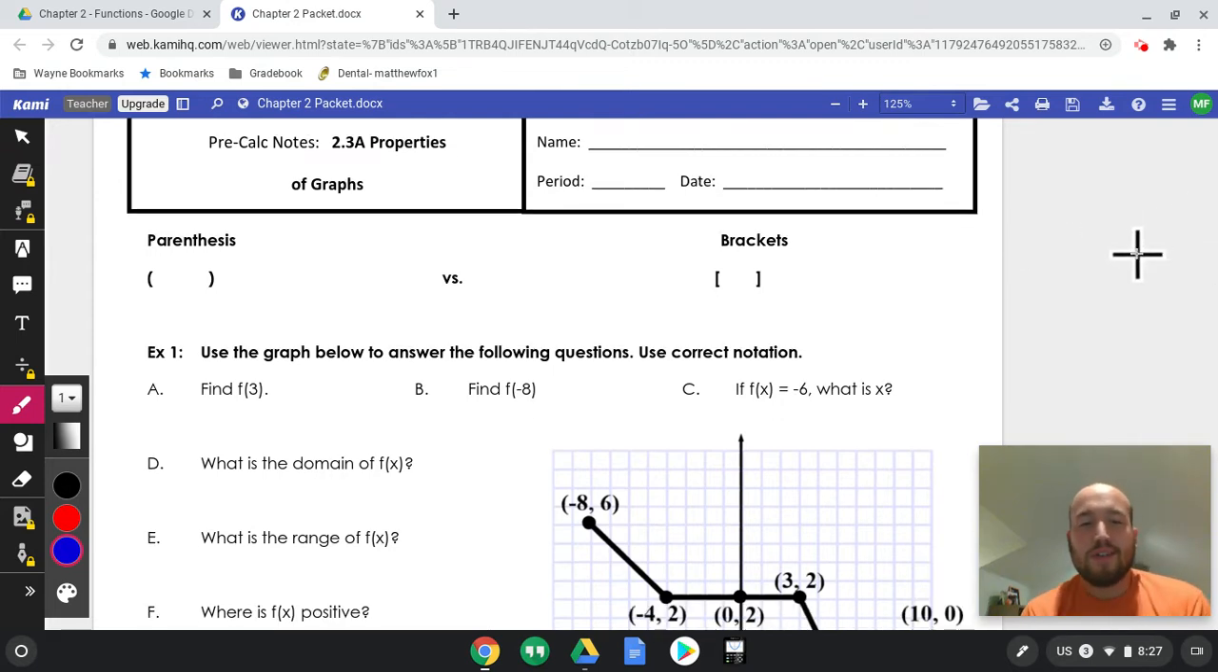Today, start of the new week, we're going to talk about some different properties of graphs. Now, the good news is, if you took Algebra 2 at Ben Davis last year, then you've been exposed to this, at least to some degree. However, it's probably going to be in a different format in how we write our answer.